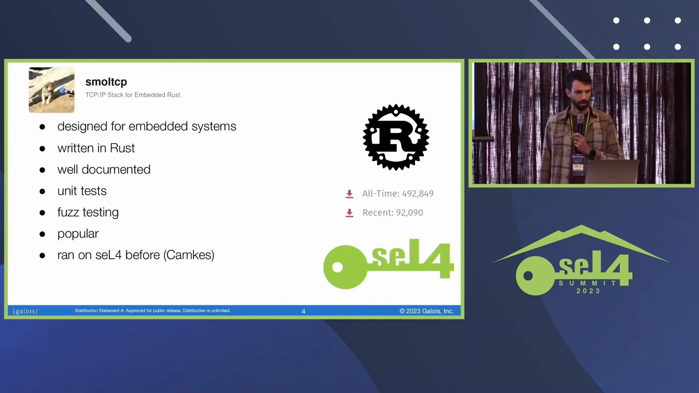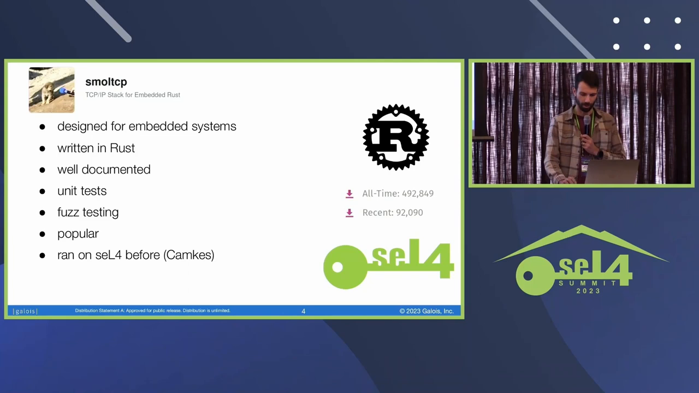Fortunately, there is a network stack written in Rust that supports all the major network protocols. It's called smoltcp, and it was designed for embedded systems. It checks all the boxes, as you can see. For open source code, it is unusually good code, so that was a good start. It has also been used on seL4 several times before, as I learned over the course of these few days. And at Galois, we used it before with chemkeys.